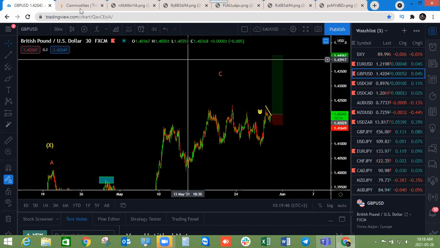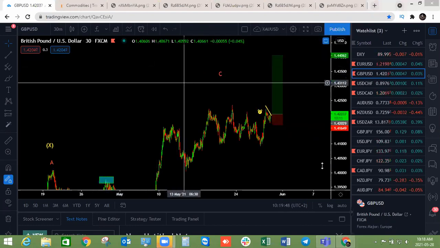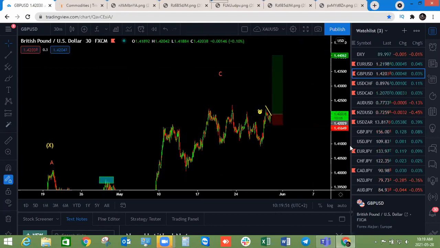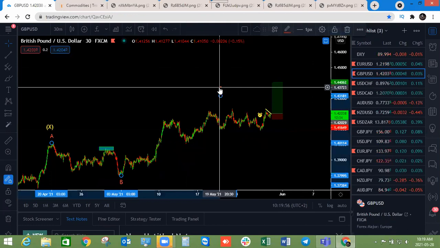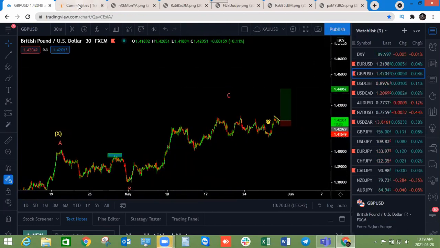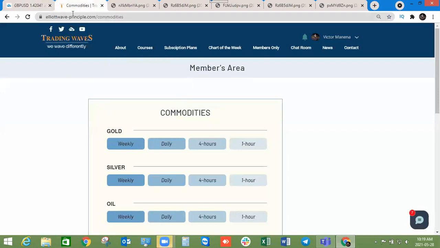Which wave C, the bigger degree C? I have to go to the structure here. Which bigger degree C? Are you referring to the red one that I have here? Now remember, this is a working chart, so don't look at those labelings on that, because I keep changing that around.